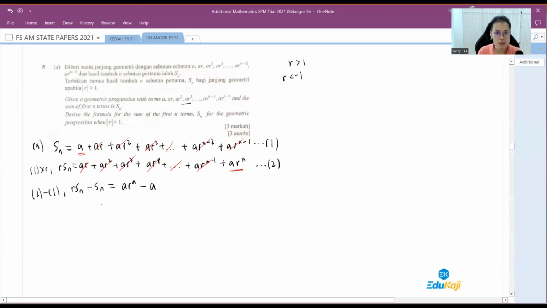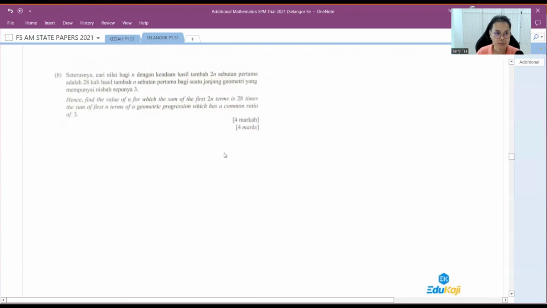All right. Since I'm finding Sn, I'm going to factorize, take out your Sn, you're left with r minus 1. For these two, when you take out your a, you're left with r^n minus 1, dividing them by r minus 1. So you have a(r^n minus 1) over r minus 1. There you go. That's how you derive the formula. All right. Let's move on to part B.